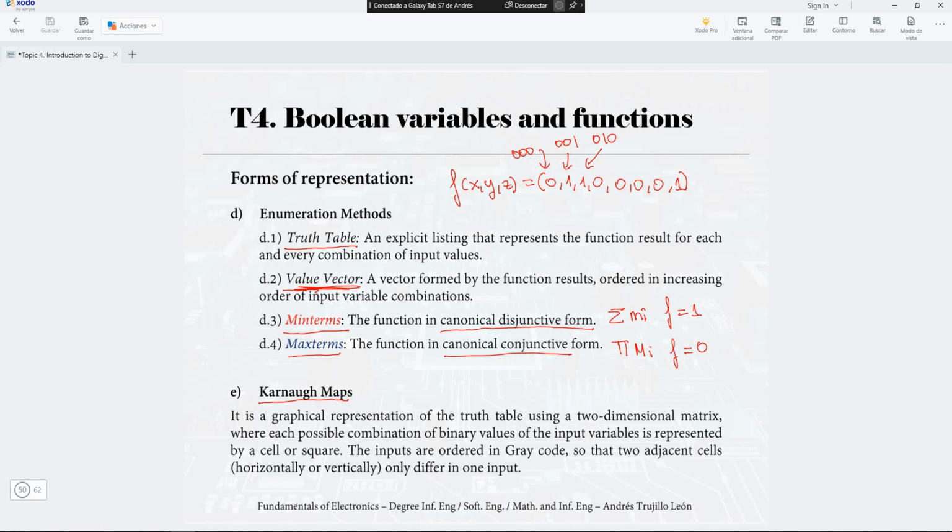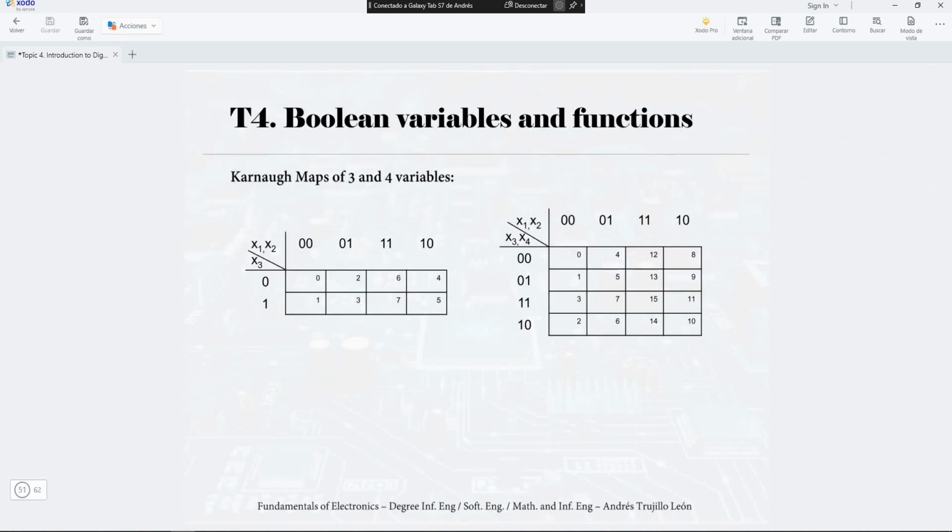In this topic, I'm going just to present the Karnaugh map. In topic 5, we are going to work a lot with the Karnaugh map. So this is going to be just a presentation. Imagine that we have a function with three variables, x1, x2, and x3, and the truth table of the function is the following.